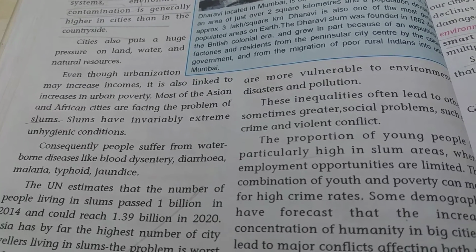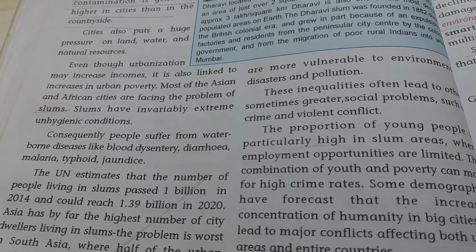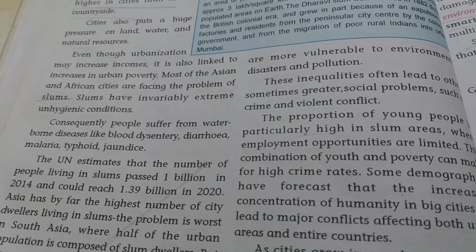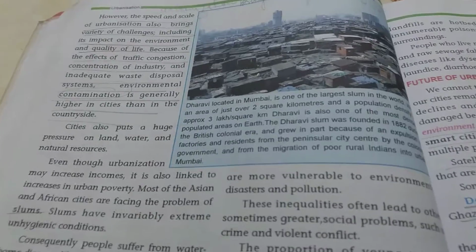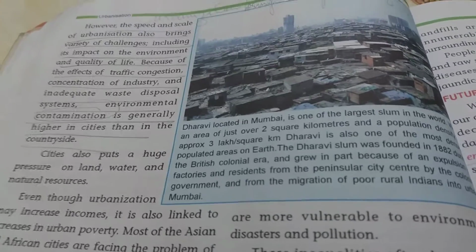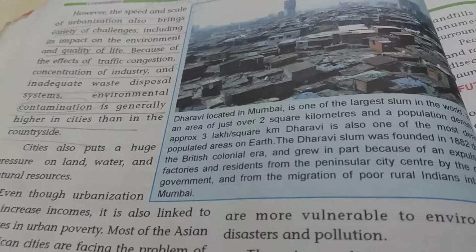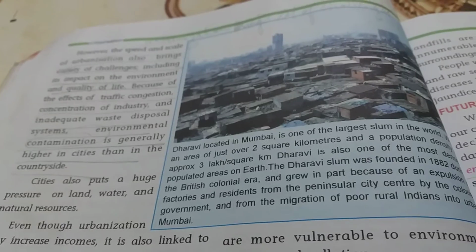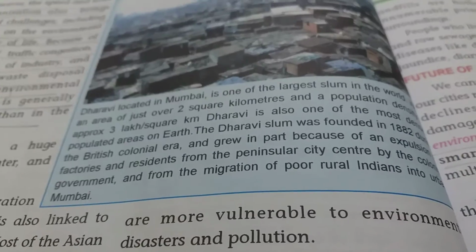The posh people settle in the city, but the poor ones who are not able to afford it go to the slum areas, and on the whole they become the victims of unhygienic conditions. Consequently, people suffer from waterborne diseases like blood dysentery, diarrhea, malaria, typhoid, jaundice. So these are the drawbacks. When the poor people settle in the slum, they become victims of all these diseases.